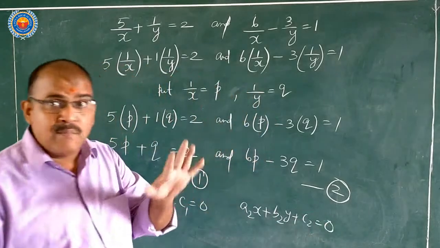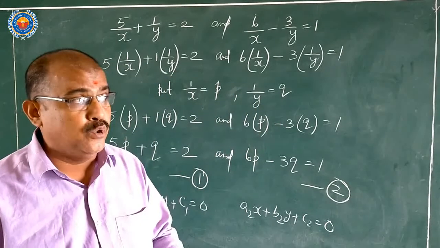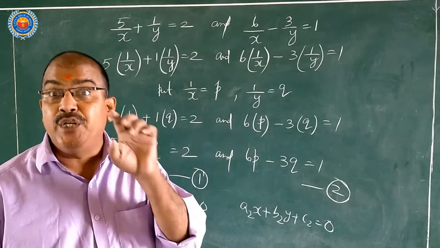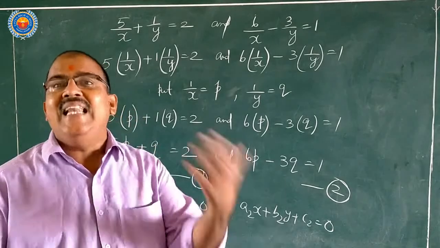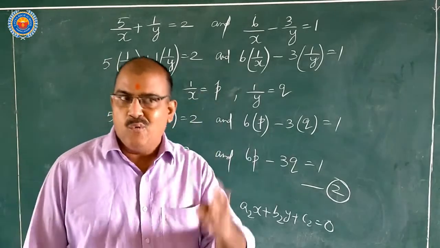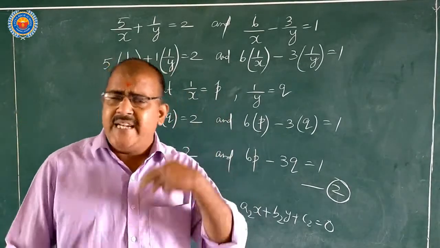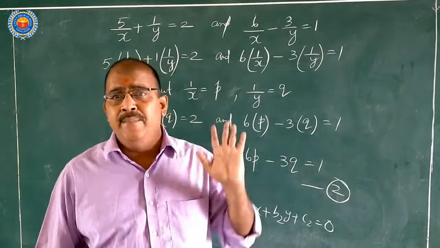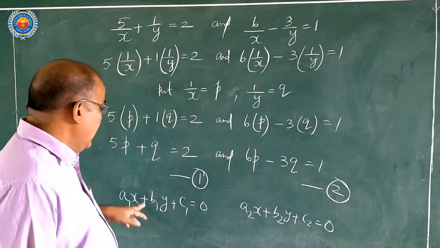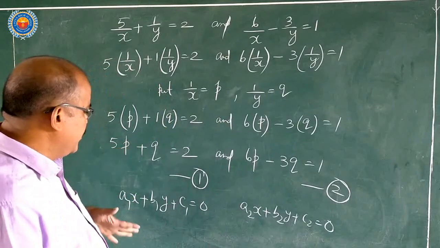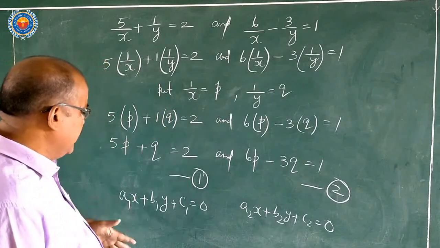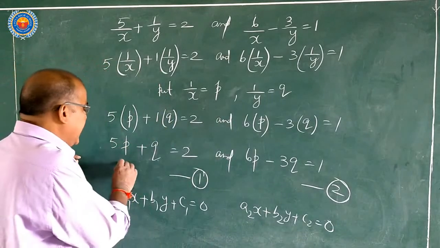Now the normal equations I have reduced to a pair of linear equations in two variables. Now easily we can solve. You know three methods: one is substitution, one is elimination, one is cross multiplication. You can use any method you wish. So here, I reduced it to a pair of linear equations in two variables. So this is nothing but 5p.